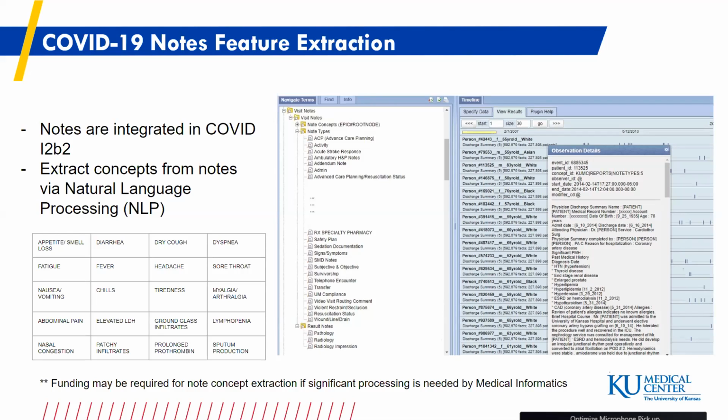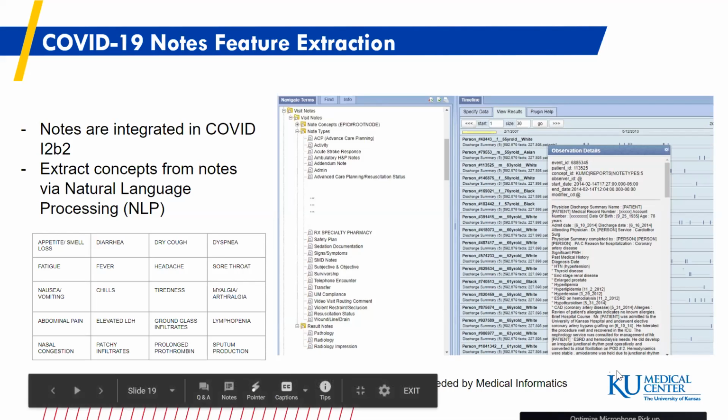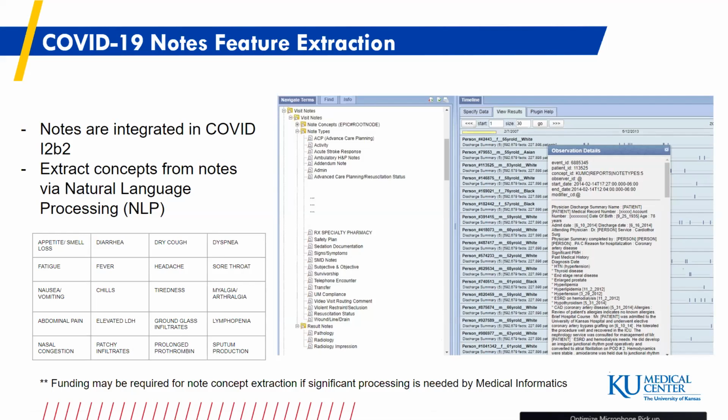And there are so many applications where we can use the NLP. So if you think about the COVID, we can extract signs and symptoms that are not presented in the structured data or that are underreported by the EMR system. For our users, we are providing 20 symptoms that could be extracted from the notes. And this table shows these 20 symptoms.